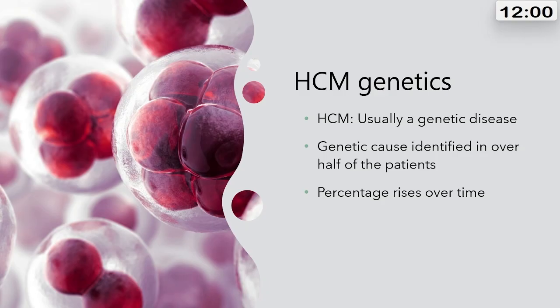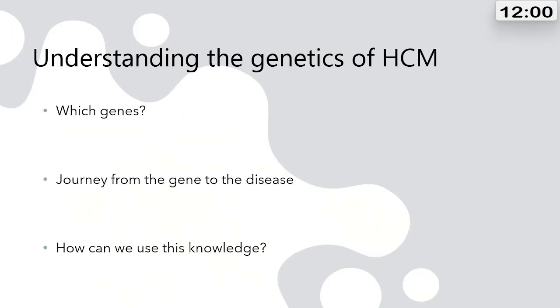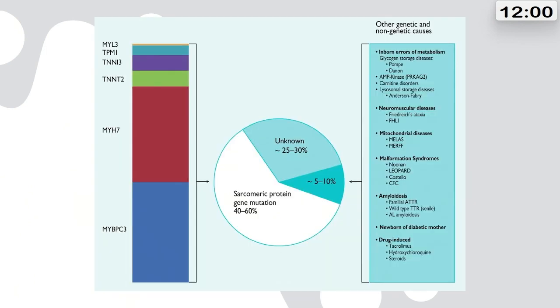So HCM is usually a genetic disease with over 50% of the cases having a firm genetic diagnosis. And this percentage will only rise over time as more and more variants are discovered. In order to understand the genetics of HCM, we have to look at which genes are causing the pathology, the journey from the gene to the disease, that is how the genotype links to the phenotype, and how can we use all this knowledge in our daily clinical practice.